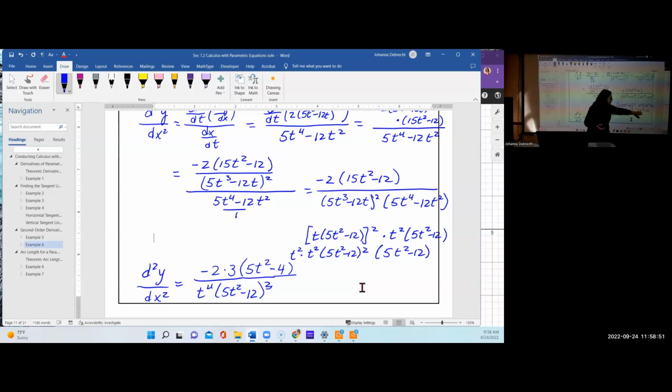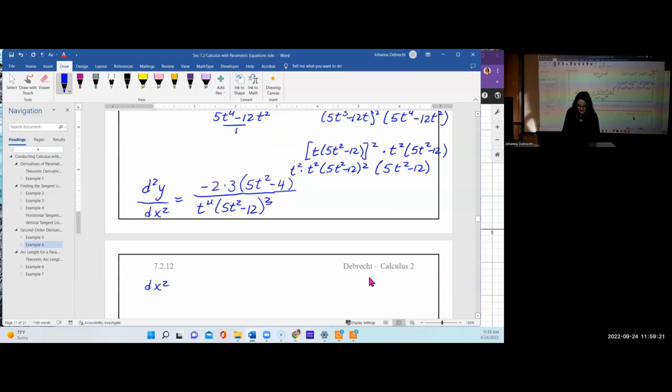Now that gives me 3 sets of 5t squared minus 12, which will give me 5t squared minus 12 cubed times t to the 4th in the denominator. And then I have -2 times 3, and the 3 came from factoring out 3 from 15t squared minus 12. It's tempting to want to say that cancels with one of the ones in the denominator, but this is a 15 and that's a 5. They don't cancel, they're not the same. So don't make that mistake.